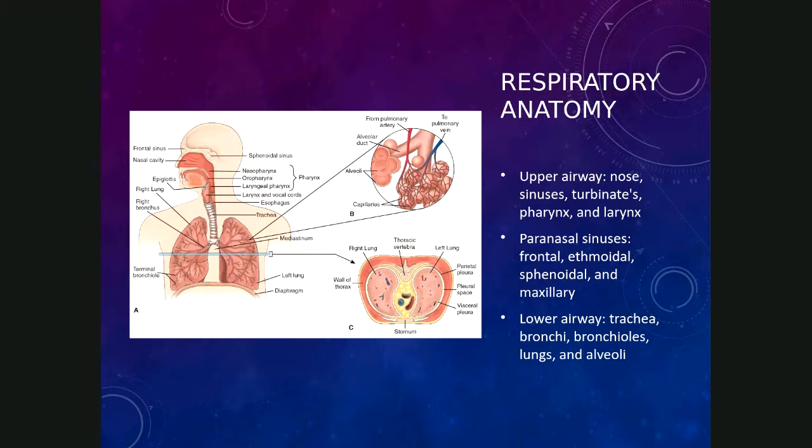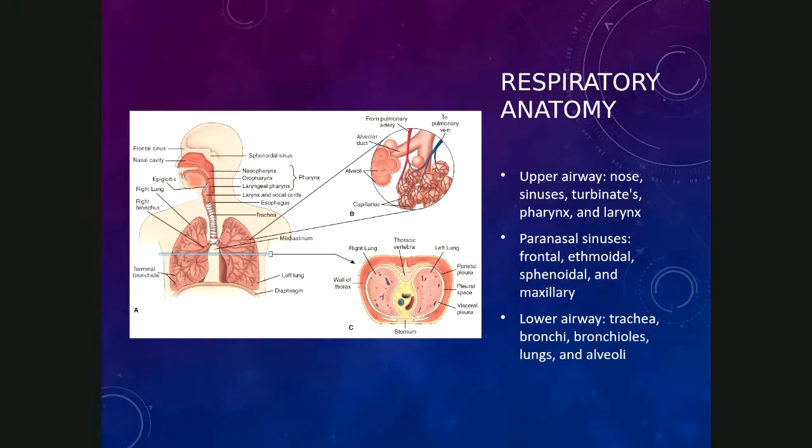So respiratory anatomy, we just start with the upper airway. It consists of the nose, the sinuses, the turbinates, the pharynx, and the larynx. And then we have the paranasal sinuses, the frontal, the ethmoidal, the sphenoidal, and the maxillary. And then we drop down into the lower airway, which is the trachea, the bronchi, the bronchioles, and the lungs.